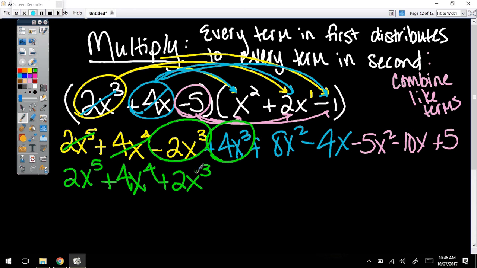Is that 2x to the fifth plus 4x to the fourth plus 2x to the third plus 3x squared minus 14x plus 5? Yeah. Is this the full answer is what I'm going to ask?